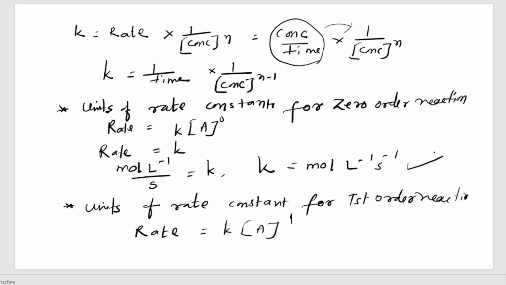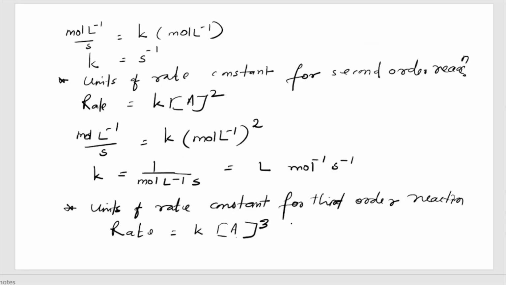Similarly for the first order, what happens? Rate equals K a to the power 1, according to the rate law. If you write moles per liter divided by second equals K times moles per liter, then both sides cancel, and what remains is K equals second inverse, or s^-1.